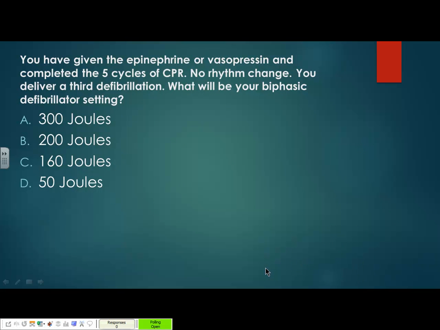You've given the epinephrine or vasopressin and have completed 5 cycles of CPR, no rhythm change. You deliver a third defibrillation. What will be your biphasic defibrillator setting? So this is your third shock.